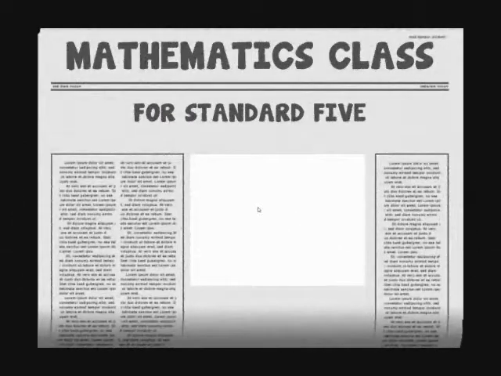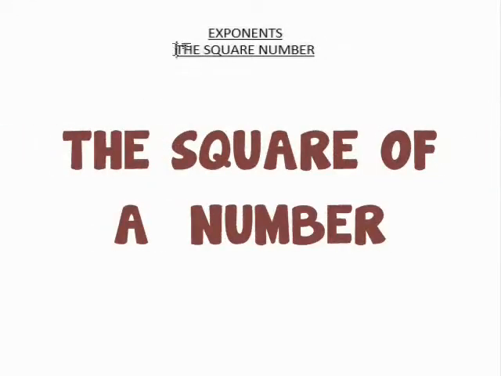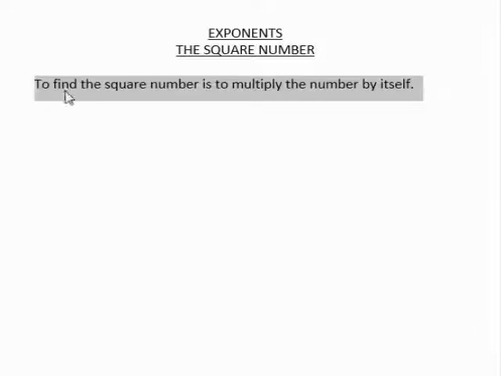Third and the last lesson of exponents, and today we are going to deal with the square of a number, the square number. We want to know how to find the square number. So let's see, what is it? To find the square number is to multiply the number by itself. This is a simple definition. If you need to find the square number, just multiply that number by itself.